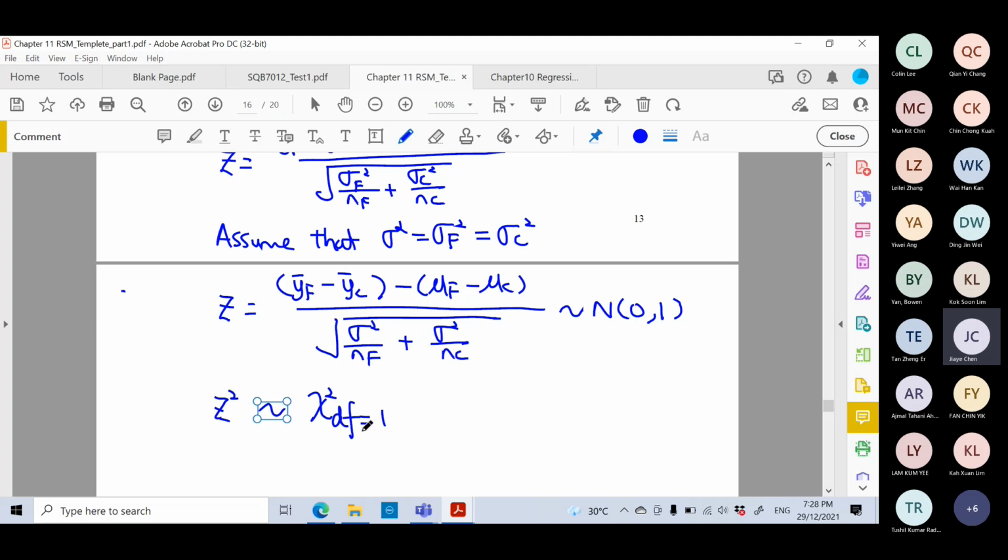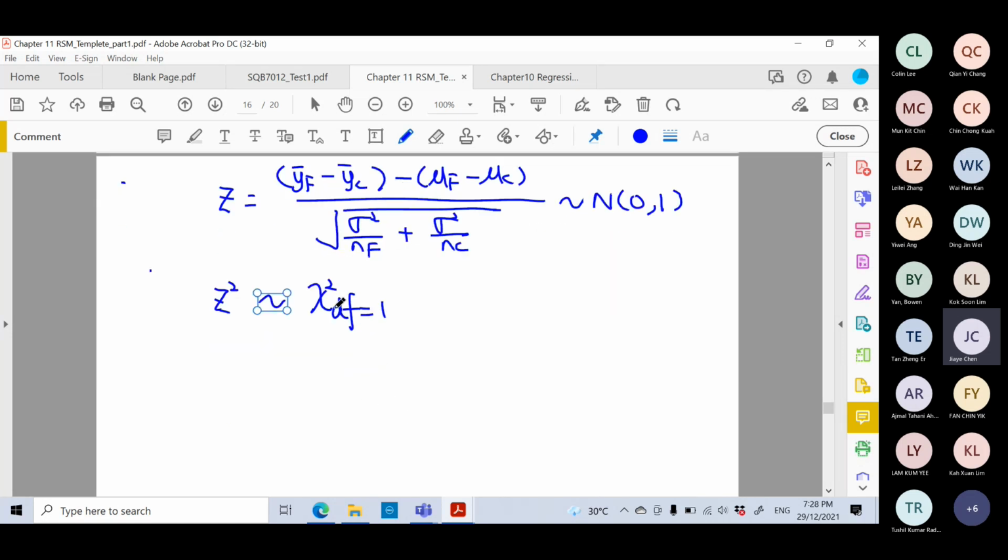Follow the chi-square with degree of freedom 1. I think you learned the statistic: if you take the standard normal and square it, it follows the chi-square with degree of freedom 1. This is the first fact. Also, just now the MSE: the (NC minus 1) multiplied by the MSE divided by sigma square. Before I say what this follows, I'll show it to you here.